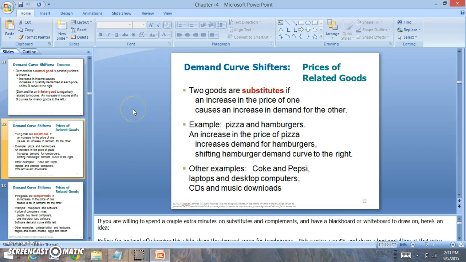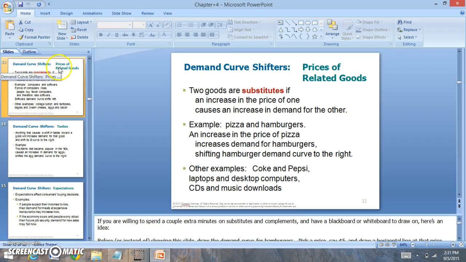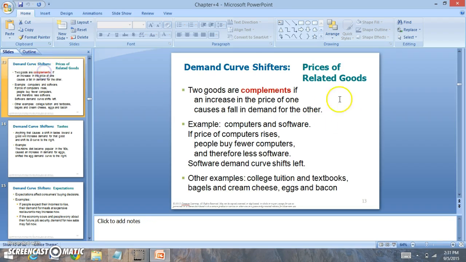Other types of shifters are prices of related goods. When you look at prices of related goods, we're looking at substitutes and complements. And substitutes and complements can easily influence the prices that are being charged in the market. You have complementary goods. So think of peanut butter and jelly. You have substitute goods. Think of steak and chicken. Those 2 factors influence the price that's being charged in the market and the shift of the demand curve.